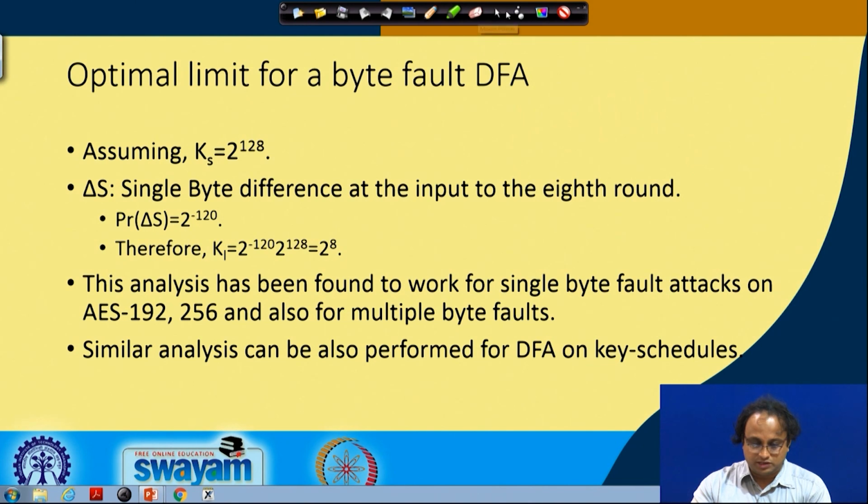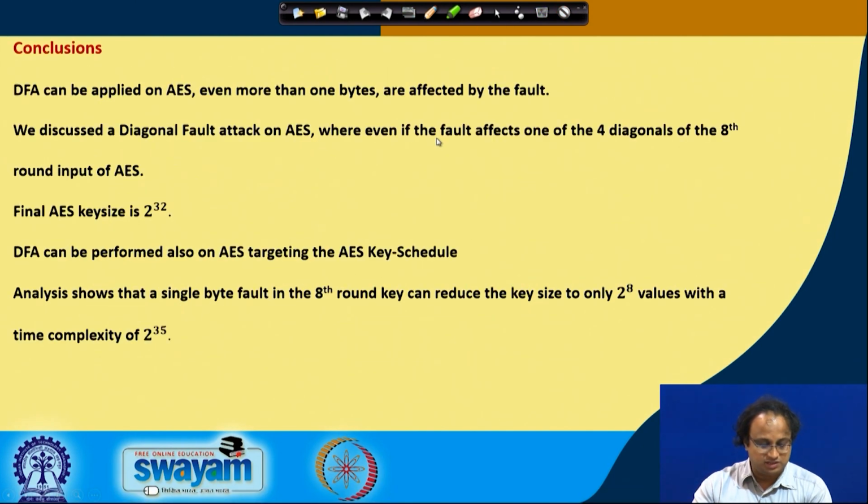At this point we are done with this discussion, and to conclude, DFA can be applied on AES even when more than 1 byte is affected, and we have discussed that in the form of what is called a diagonal fault attack on AES. We have seen that even when one of the 4 diagonals of the 8th round is affected, the final AES key size can be 2 power of 32 with a single fault induction. DFA can also be performed on AES targeting the AES key schedule, and analysis shows that a single byte fault in the 8th round key can reduce the key size to only 2 power of 8 values with a time complexity of 2 power of 35.